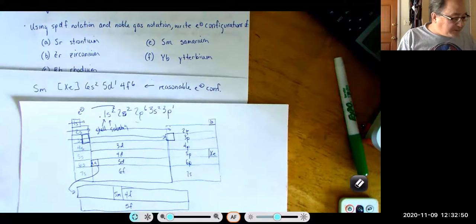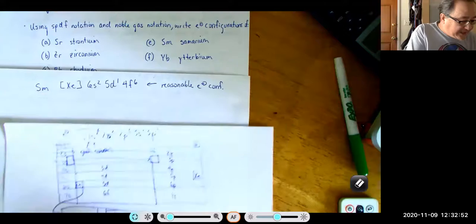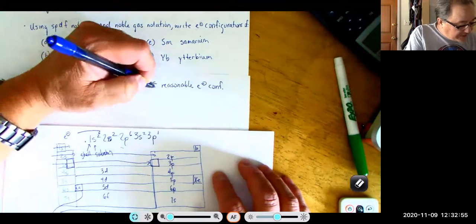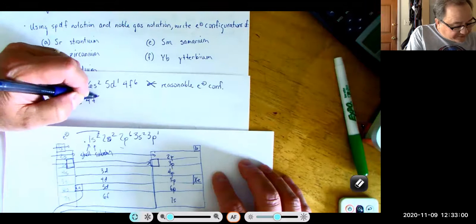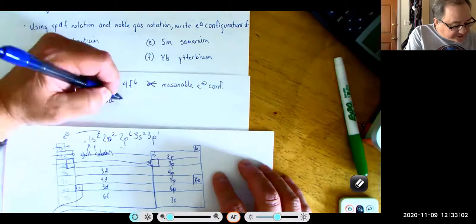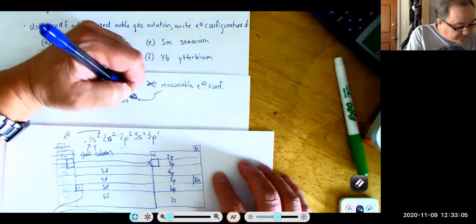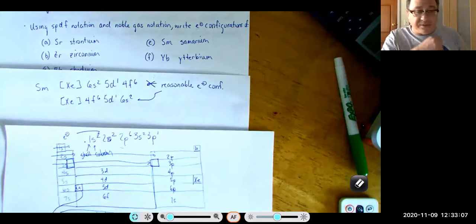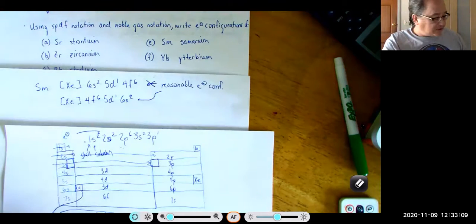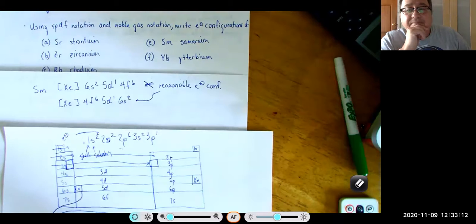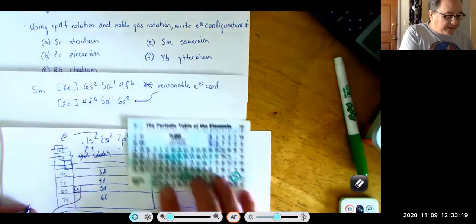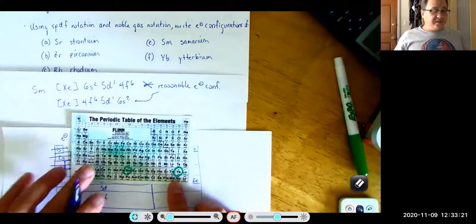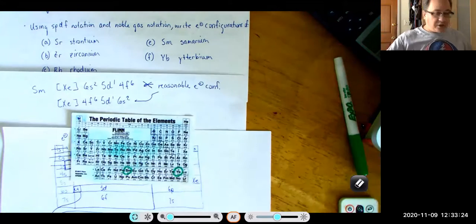And this is what I expect you to be able to do on the test, get something like this. And actually, I'm going to cross this off and I'm going to write this 4F6, 5D1, 6S2, and I'm going to point to that. So after it's been rearranged, that's a reasonable electron configuration. So any questions about how I got samarium? Okay, your turn for ytterbium. So ytterbium's right there. What's the electron configuration of ytterbium?